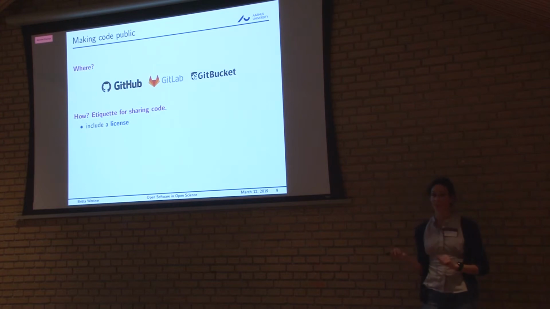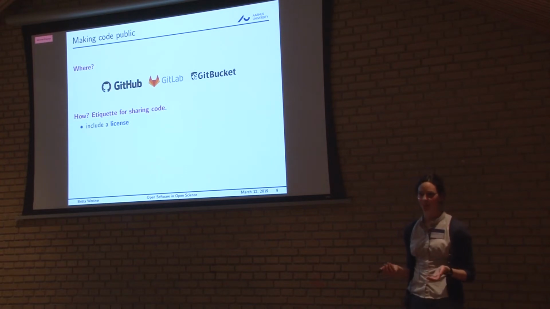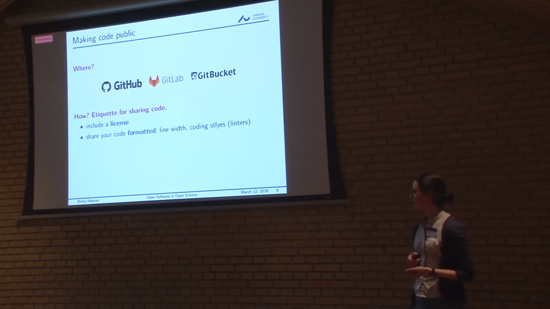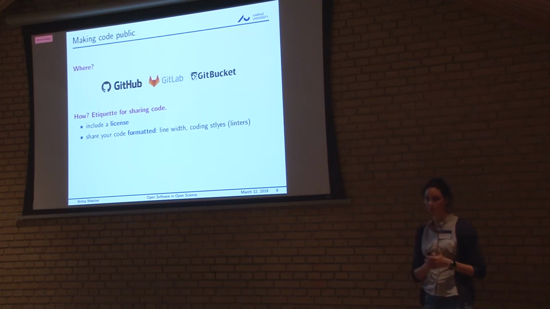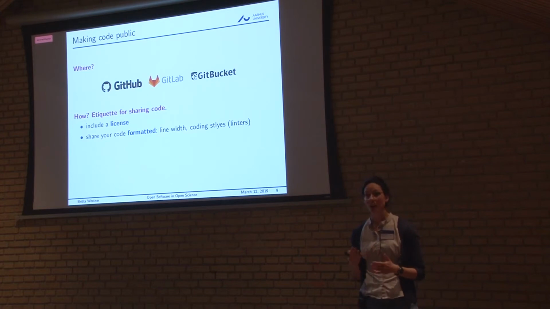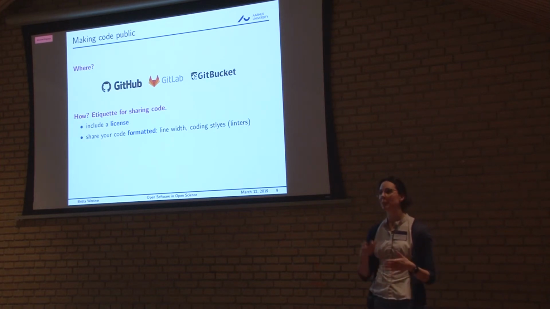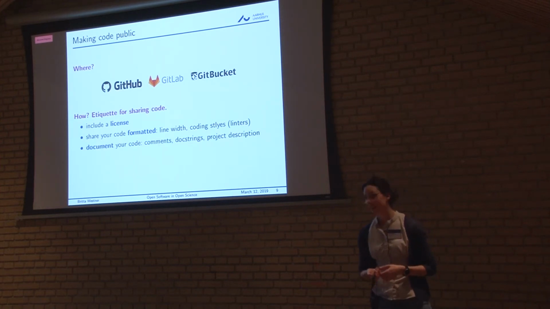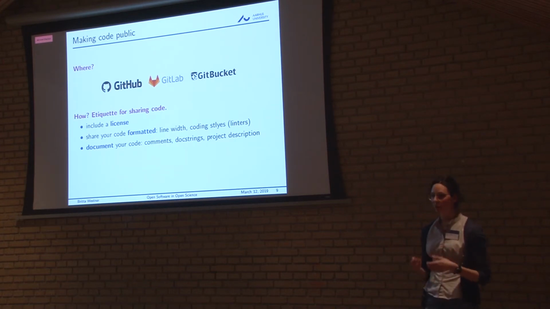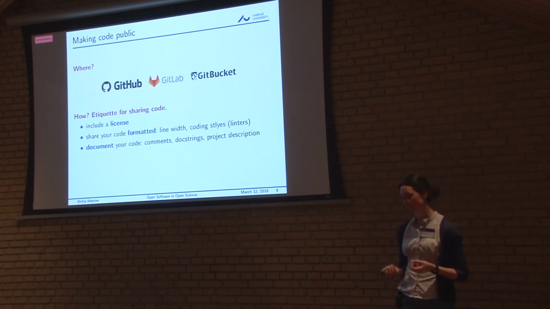There are rules. So the first thing is include a license, because without a license, nobody is allowed to use your code. The second thing, and this is an important one, is format your code. And because it's such an important one, I'll get to that in just a slide. Basically, things like coding styles or line width really matter, although they might seem a little bit over the top at first. Then, of course, document your code. Put comments in there, put doc strings in there, give a project description at the top level of your folder to make people understand what you actually did.